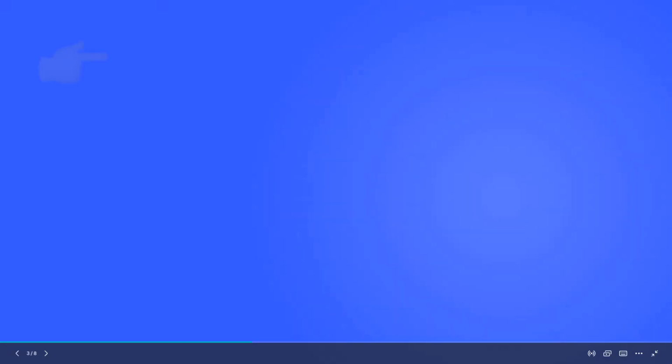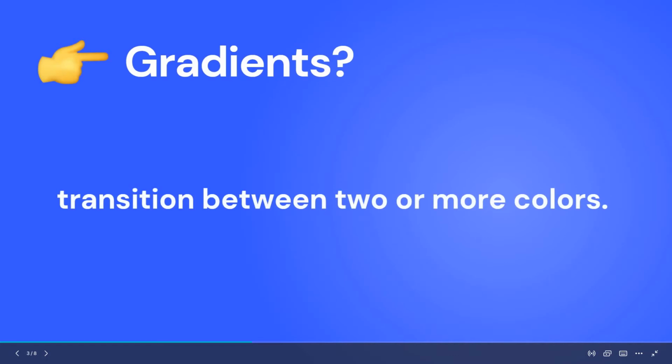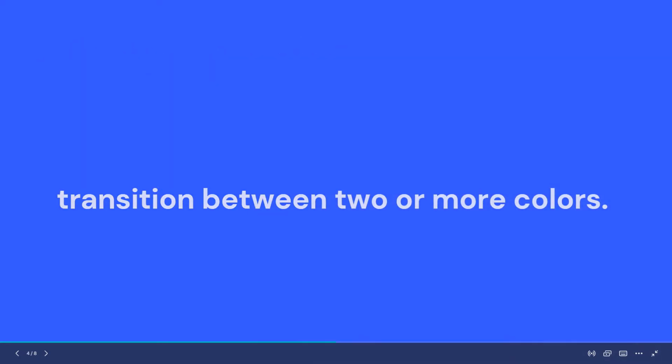For example, let's give an example here. I just said that gradients are a transition between two or more colors. So let's get to an example. A simple example would be just like this.